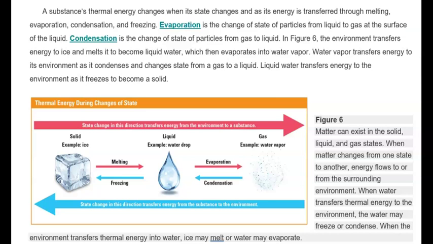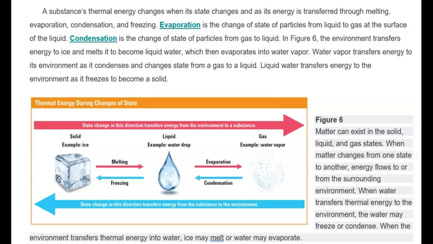In figure 6, the one down below, the environment transfers energy to ice and melts it to become liquid water, which then evaporates into water vapor. Water vapor transfers energy to its environment as it condenses and changes state from a gas to a liquid. Liquid water transfers energy to the environment as it freezes to become a solid.